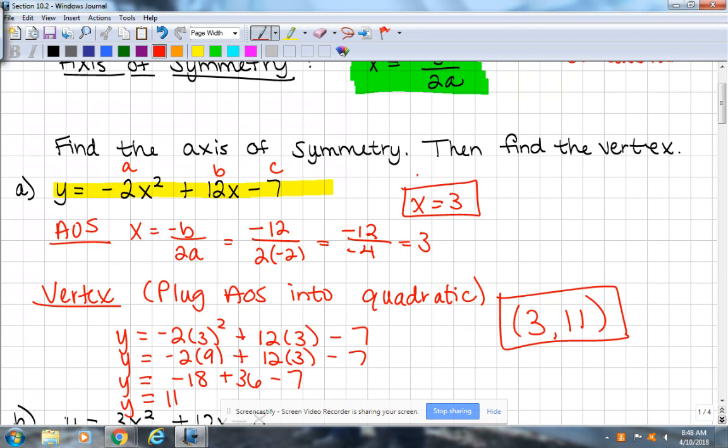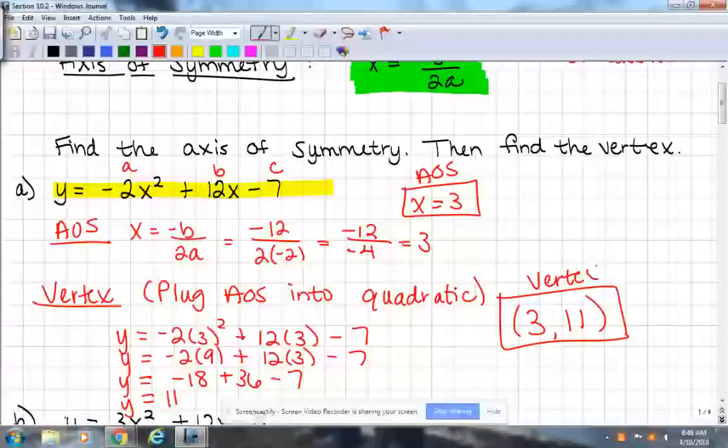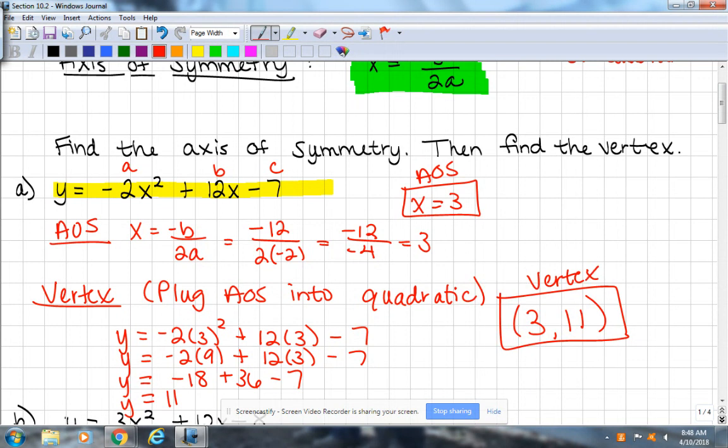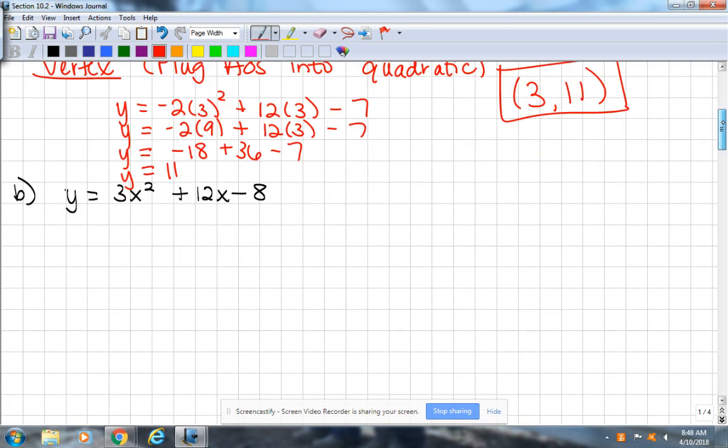So this is my axis of symmetry, a vertical line. This is my vertex. It's an ordered pair. But we're not graphing. It's going to be an upside down graph shifted to the right 3 and up 11. Won't even fit on our calculator screen. Let's do another one.